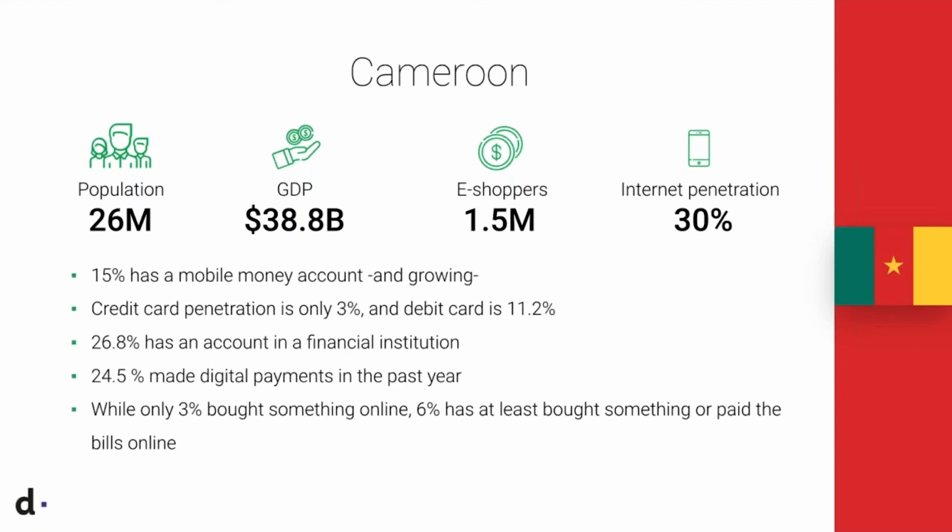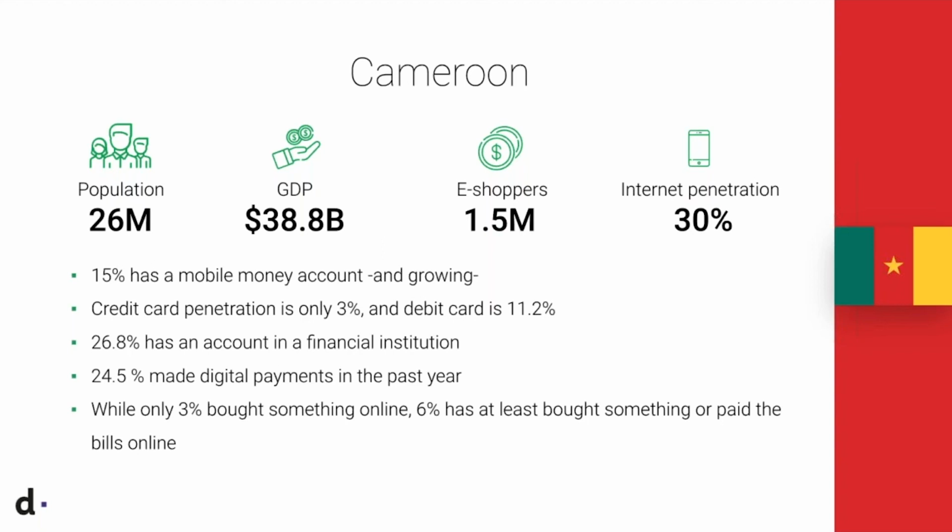However, there's a lot of work being done across Africa to increase the internet penetration through different service providers. And what that means is a lot of commerce happening in Africa is happening on the mobile phone, right? So it's important to also note these simple facts. 15% of the populace have mobile money and it's growing rapidly. Credit cards and debit cards account for under 14% of payments in Cameroon.